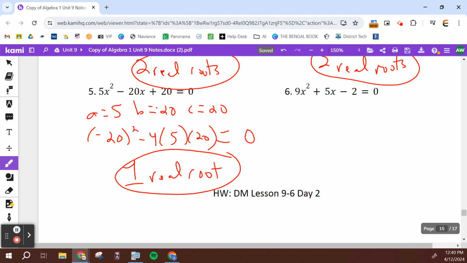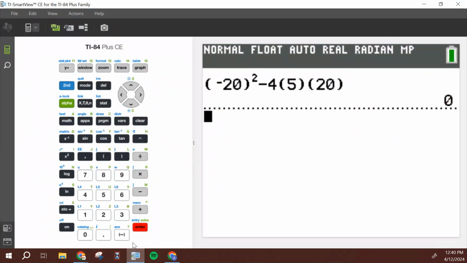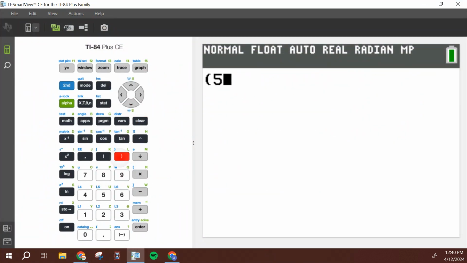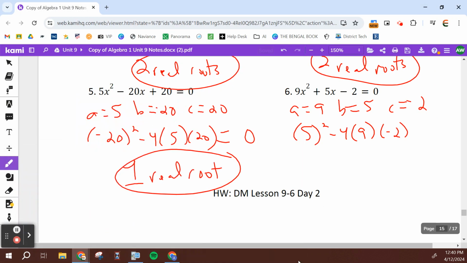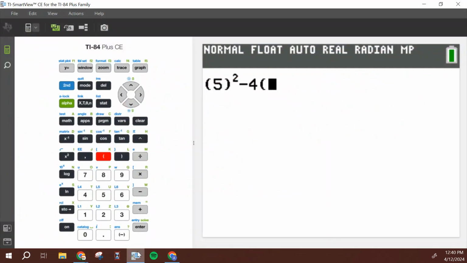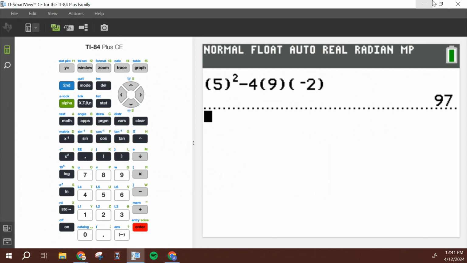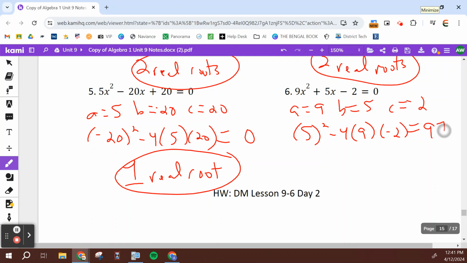So I'm going to our last one. We have A is 9, B is 5, and C is negative 2. So we have 5 squared minus 4 times A is 9, C is negative 2. So let's plug this one in our calculator one last time here. So we have 5 squared minus 4 times 9 and negative 2. There we go. We get 97. That is a positive number. So that means we get 2 real roots.